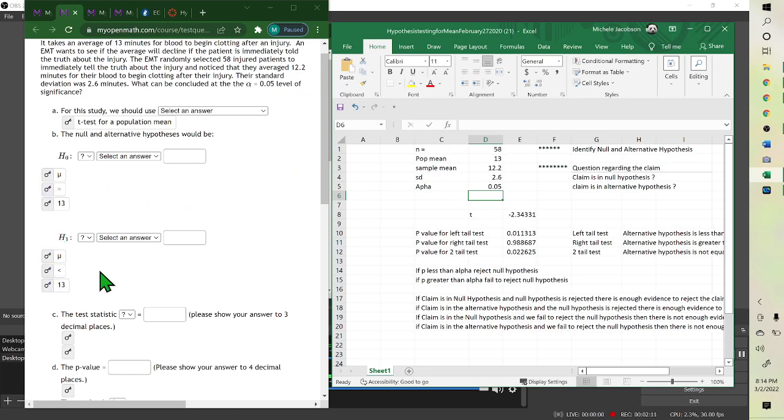What else do we need? Okay, so our test statistic is t, which we already said it was going to be t. That's right here, negative 2.343. And then the p-value is right here because it's a left tail, because this is pointing left, less than. So it's this one. And wait a minute, the p-value is less than alpha, so you reject.